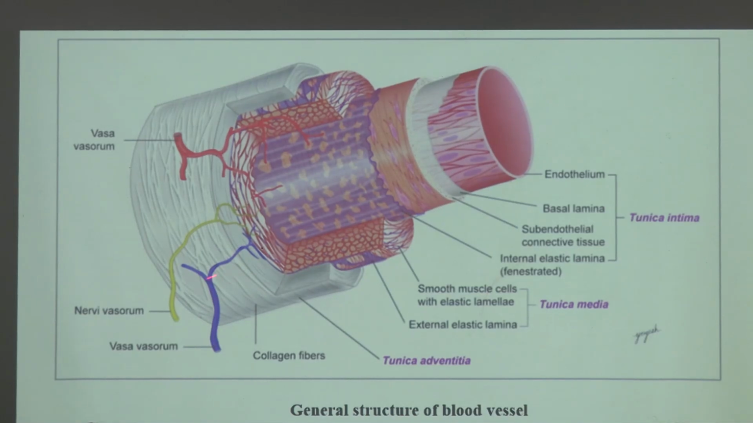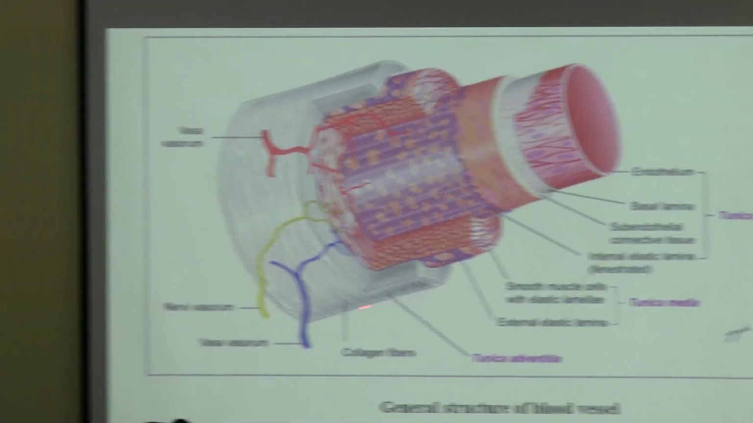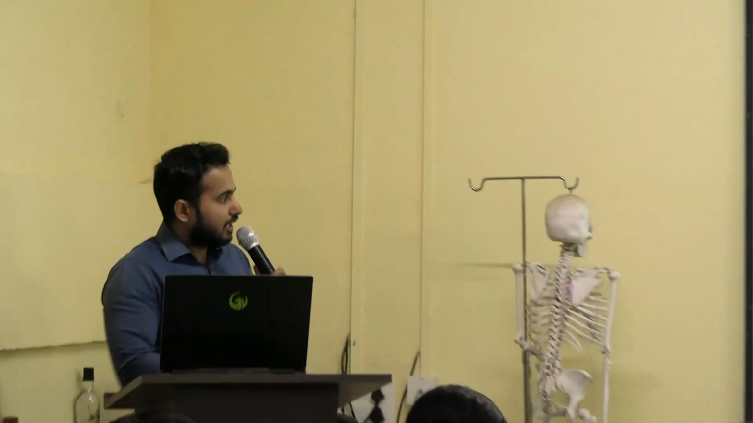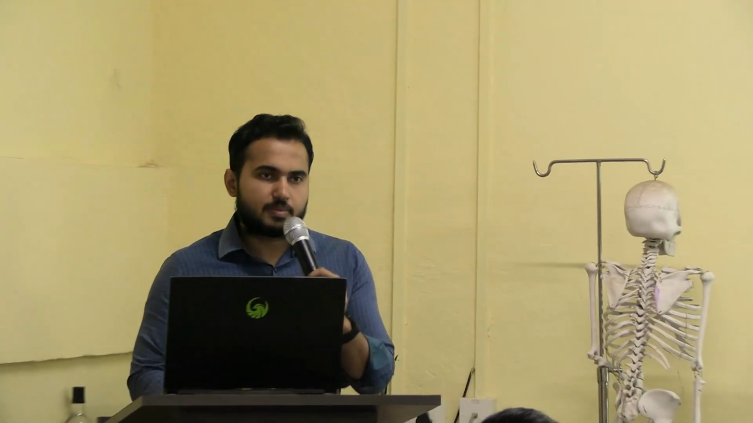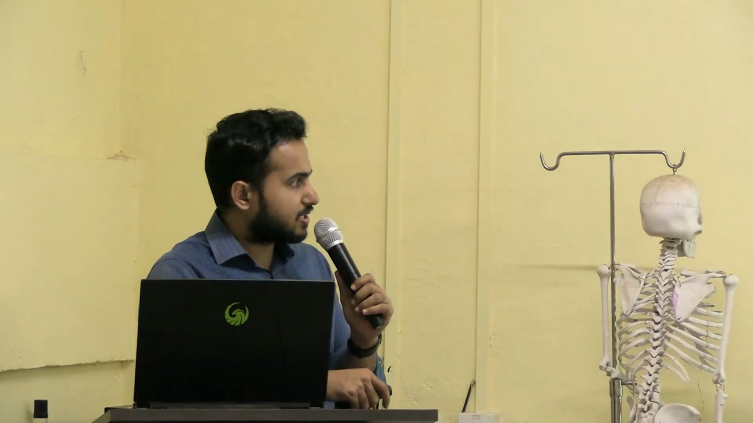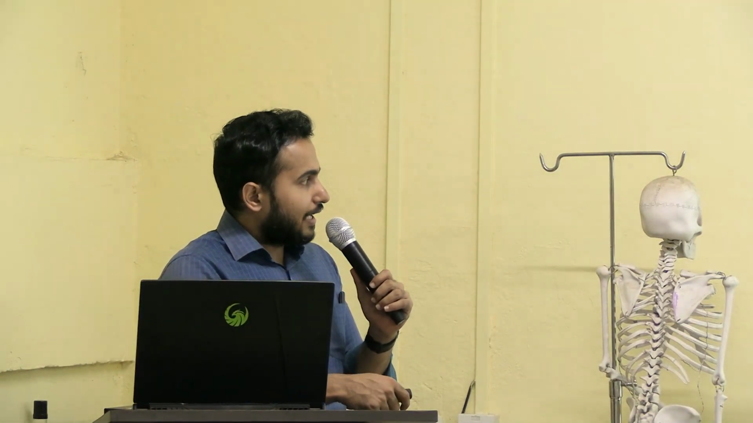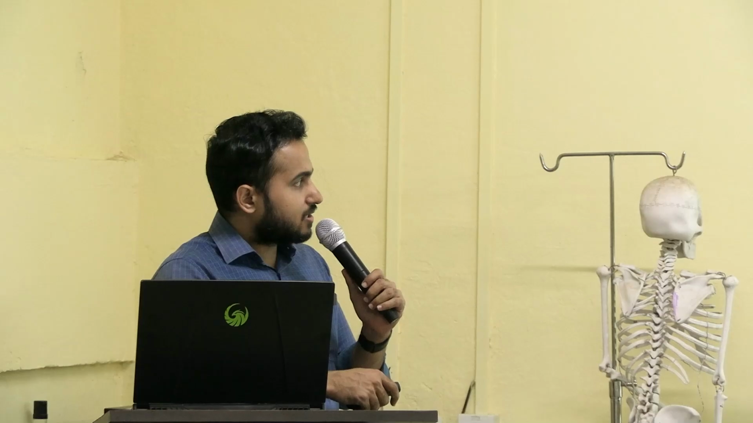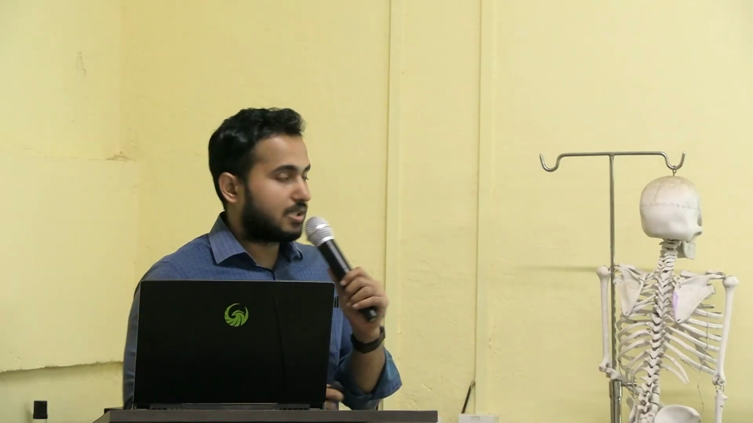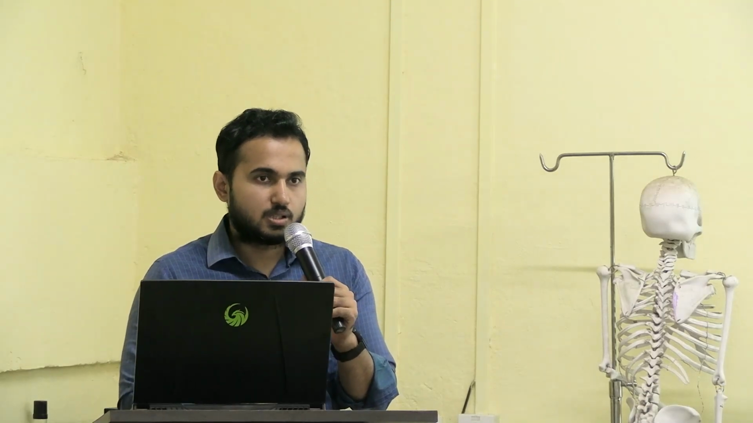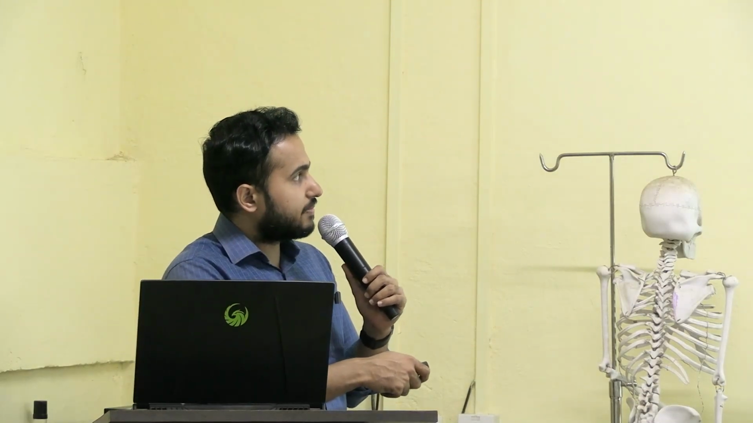Lastly, the outermost layer is the tunica adventitia. You can see different types of fibers are present. Mainly collagen fibers are there, and along with that some elastic fibers may be present. Along with the collagen fibers, you can see some structures coming out. These are called Vasa Vasorum and Nervi Vasorum. I don't think you have heard about this. So what is the concept behind it?